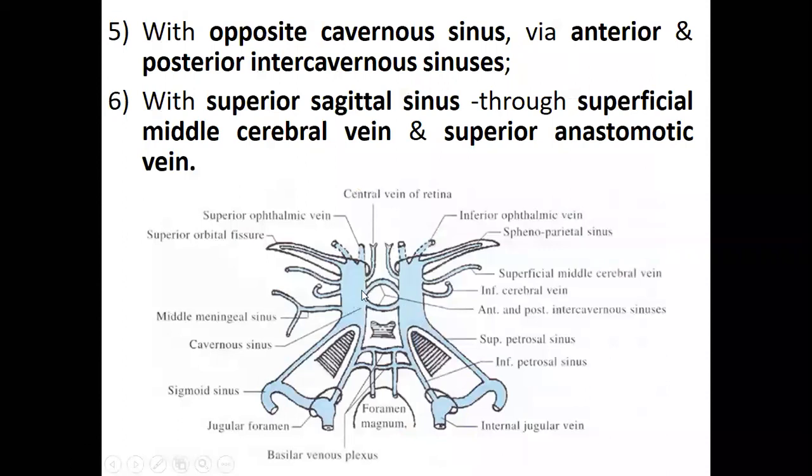Now right and left cavernous sinuses are connected with anterior and posterior intercavernous sinuses. It also communicates with the superior sagittal sinus through the superficial middle cerebral vein and superior anastomotic vein.